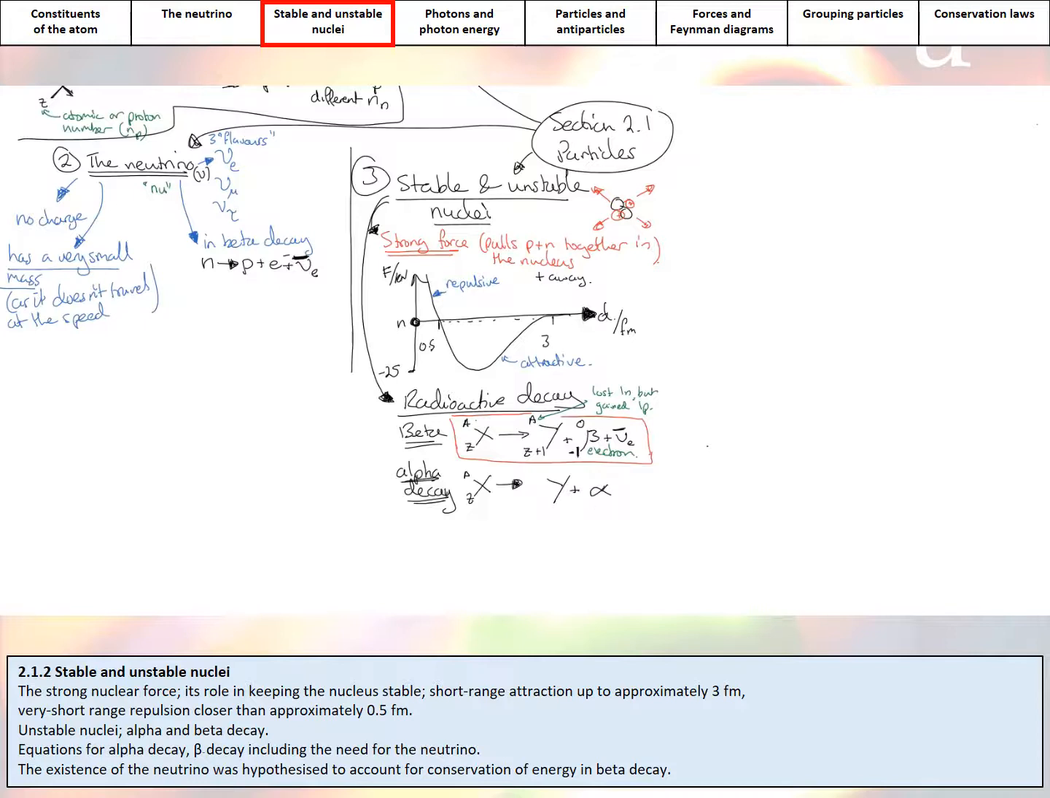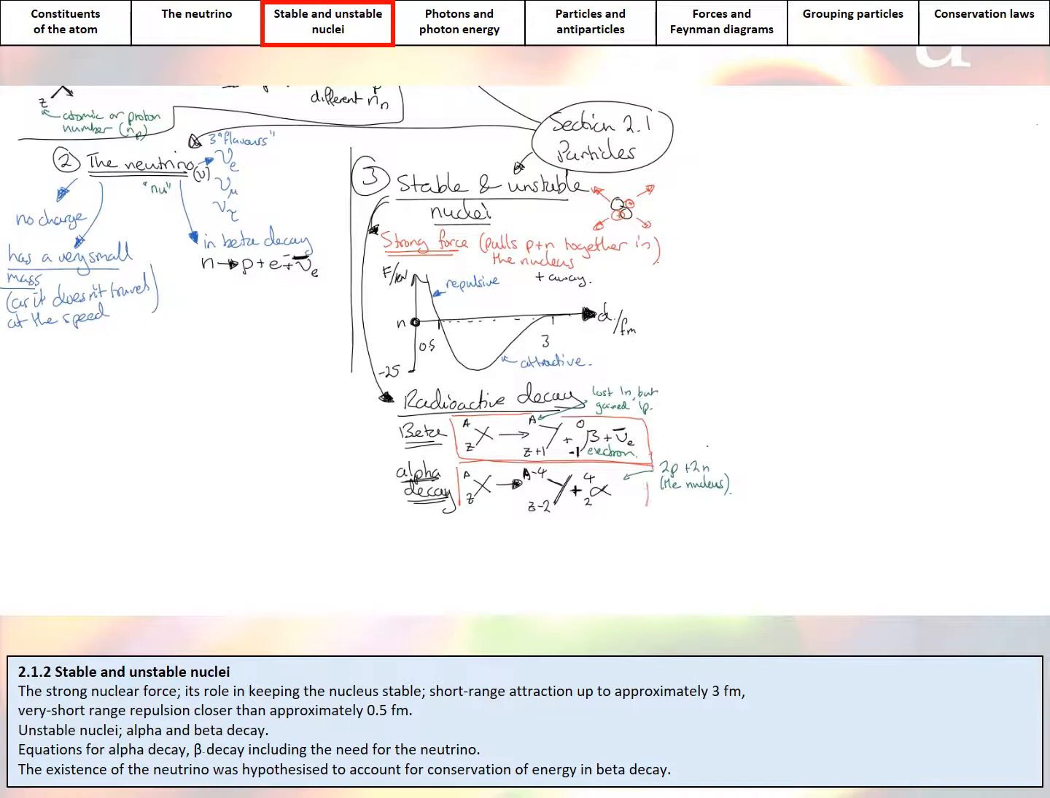Now, an alpha particle consists of 2 protons and 2 neutrons. It's a helium nucleus. No electrons, just 2 protons and 2 neutrons. So the total number of protons is 2, and the total number of protons plus neutrons is 4. Therefore, if we lose an alpha particle from nucleus X, we lose 2 protons and 4 particles from the nucleus. Let's rewrite that, make it a bit clearer. And that's what happens.